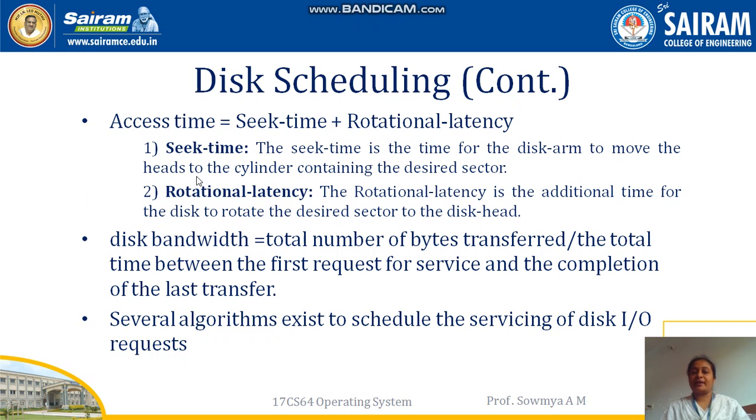The addition of the time to find the sector plus the rotational time we call access time. So access time is equal to seek time plus rotational latency. Then bandwidth is the total number of bytes transmitted divided by the time from when the first request started till the completion of the last transfer.